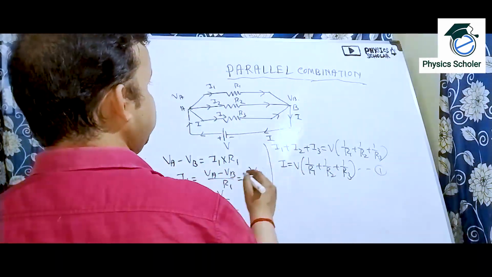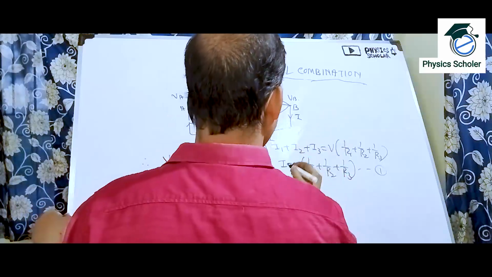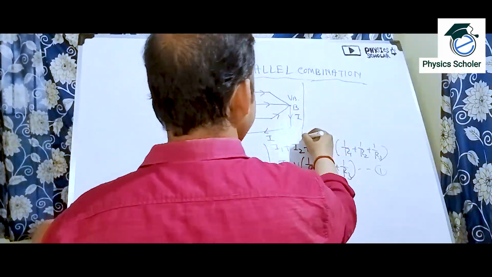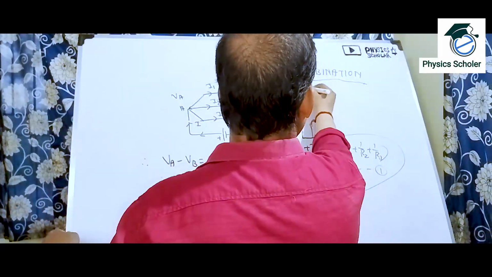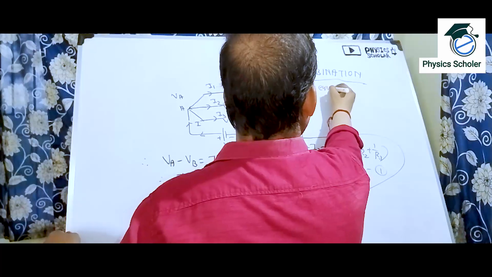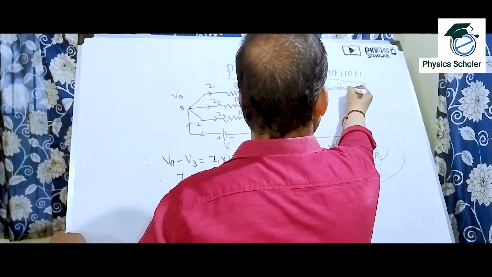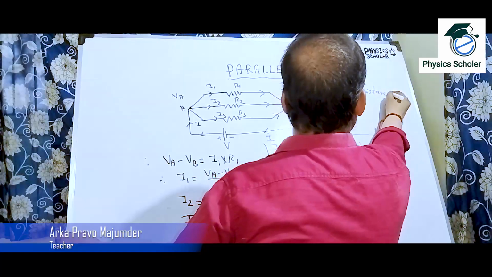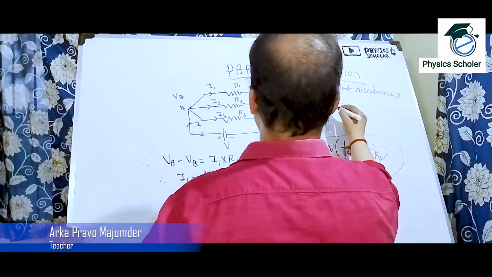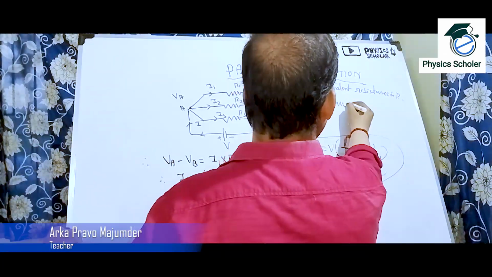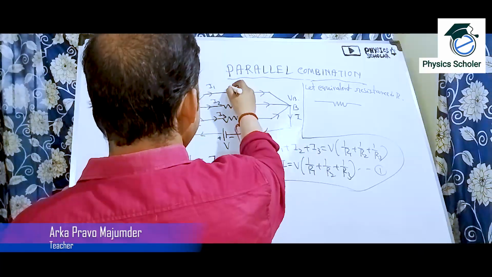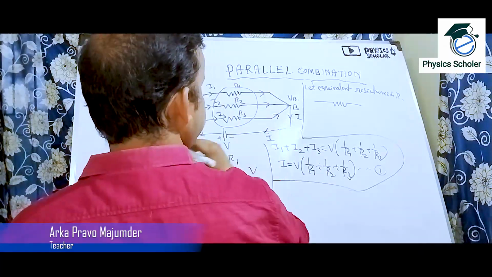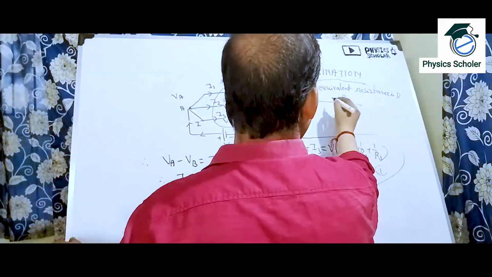Let the equivalent resistance be R. So what will be the equivalent circuit? Just like this. We are replacing all the resistances by a single resistance R. That is the equivalent resistance.